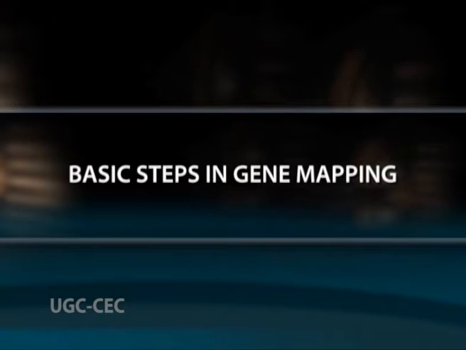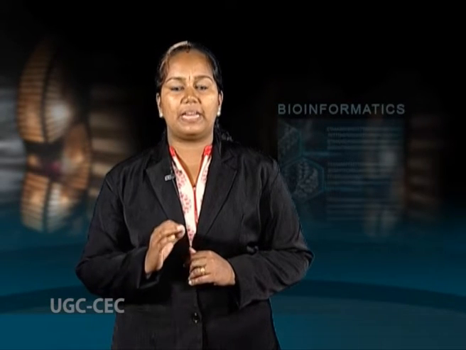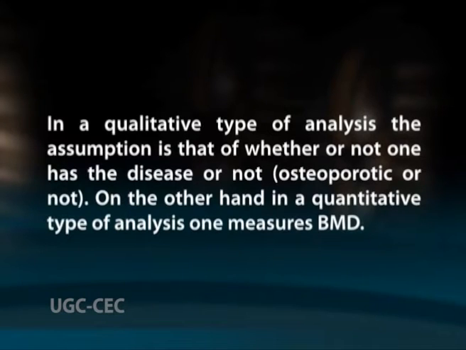Basic steps in gene mapping. In brief, the main steps needed to perform a successful study are: first, phenotype definition. The first step is to define the phenotype that you are going to map. In this step, one must define the clinical parameters and decide what clinical data to collect. It is important to decide what type of analysis to perform, whether it is qualitative or quantitative. In a qualitative type of analysis, the assumption is whether or not one has the disease. On the other hand, in a quantitative type of analysis, one measures BMD.